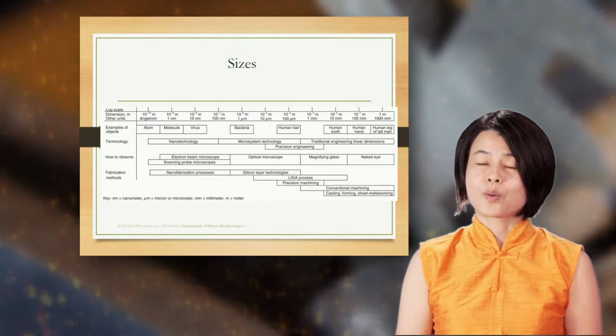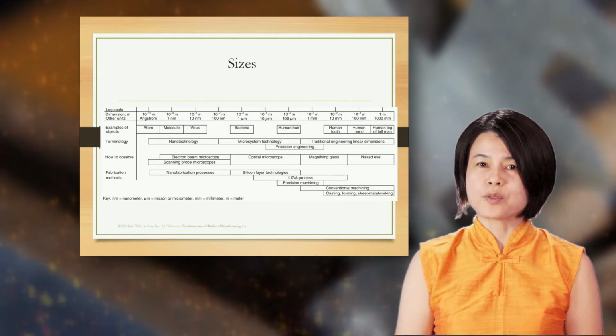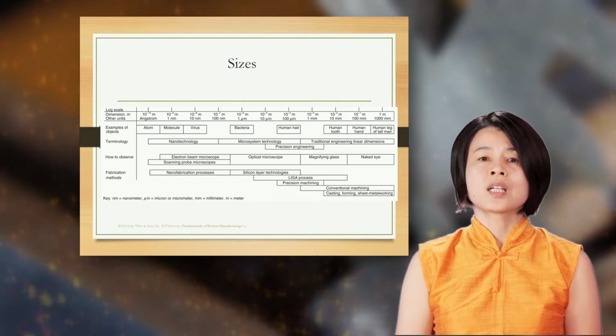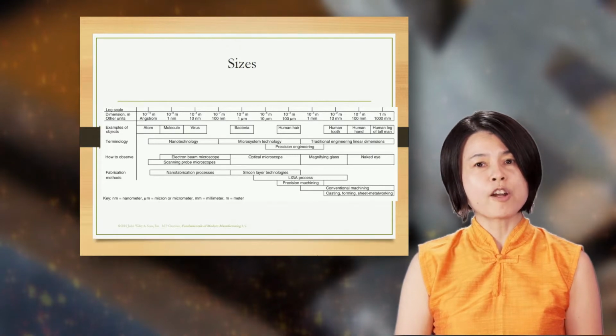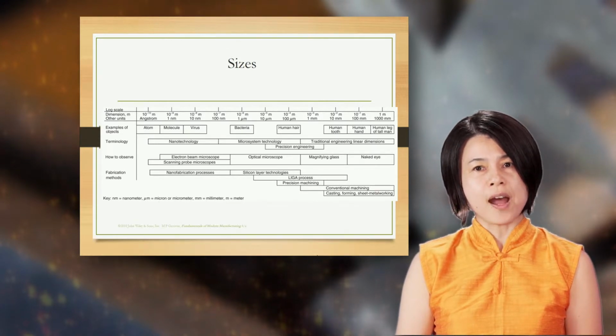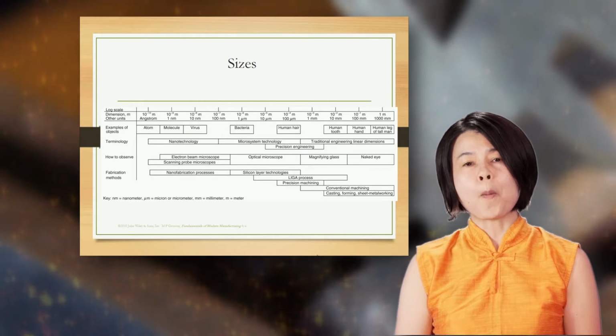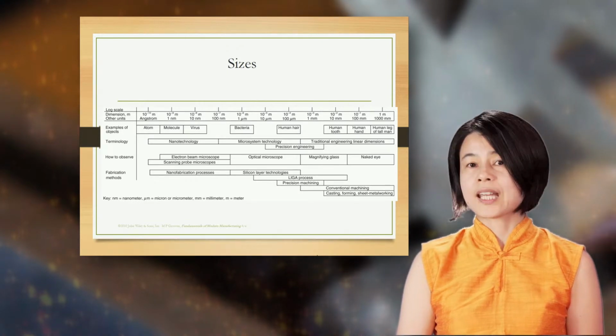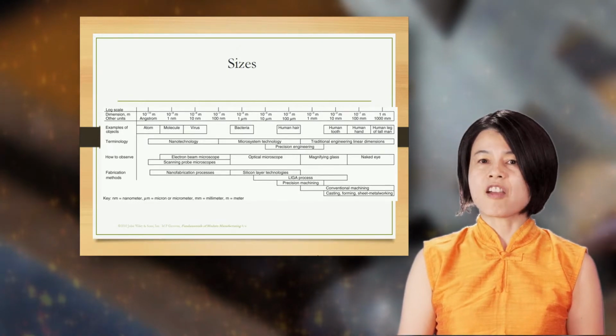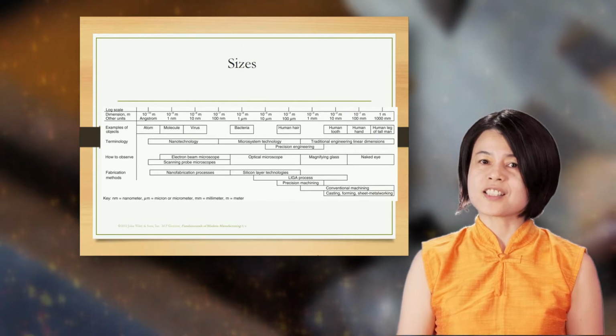Right. Was that clear? Here's a question about this table. This table doesn't use the term microfabrication to describe fabrication methods for microscale objects. Can you tell me what methods can fabricate microscale objects?